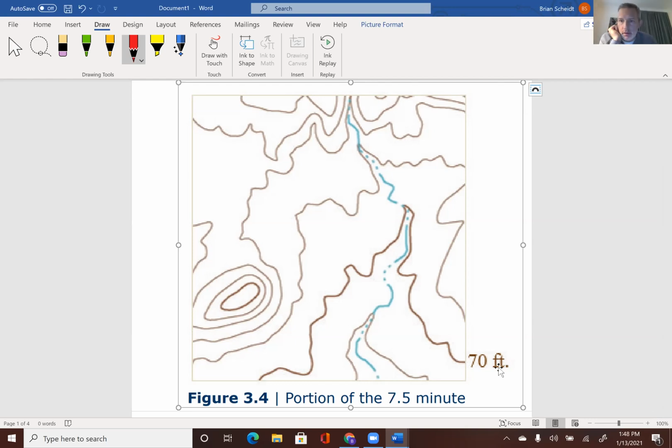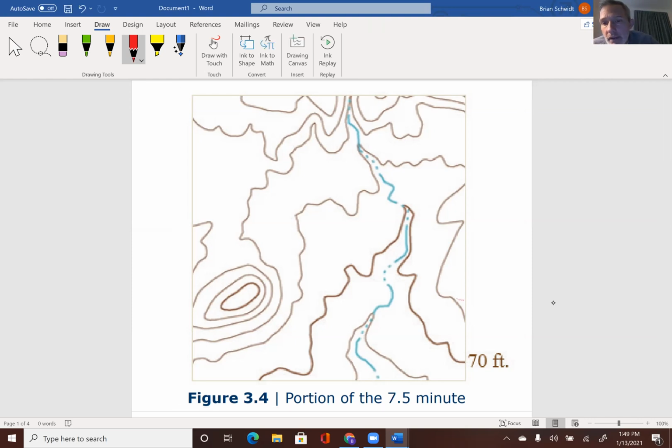Pause this. I know that my contour interval is 5 feet. And so if this is 70, that means that this should be 75 feet, and then this would be 65 feet. Water flows from the highs to the lows. And so in this case, the water would be flowing to the south.